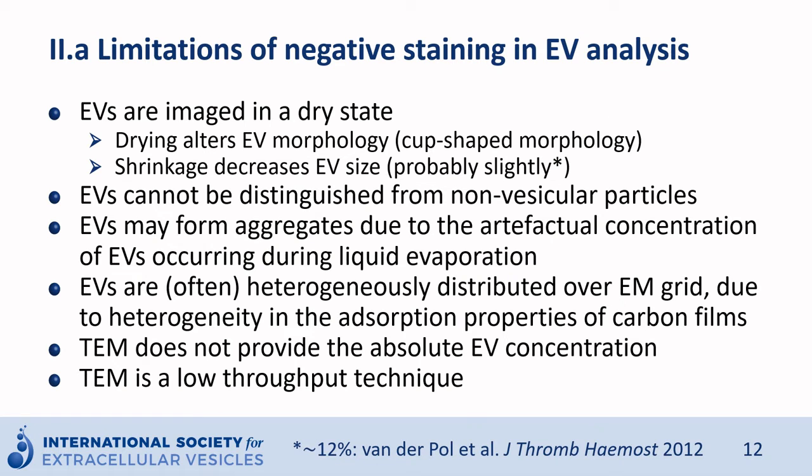What are the limitations of negative staining in EV analysis? The main limitation is that EVs are imaged in a dry state, and drying is responsible for some structural damage. Drying alters EV morphology. The cup-shaped morphology that we just described is indeed an artifact caused by drying. Drying is also responsible for some shrinkage of EVs.